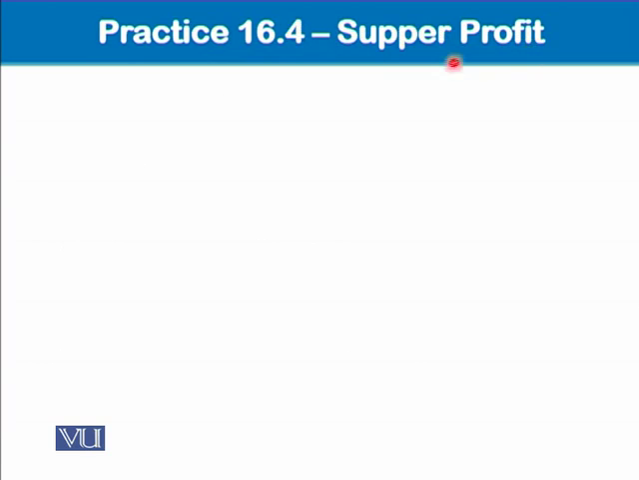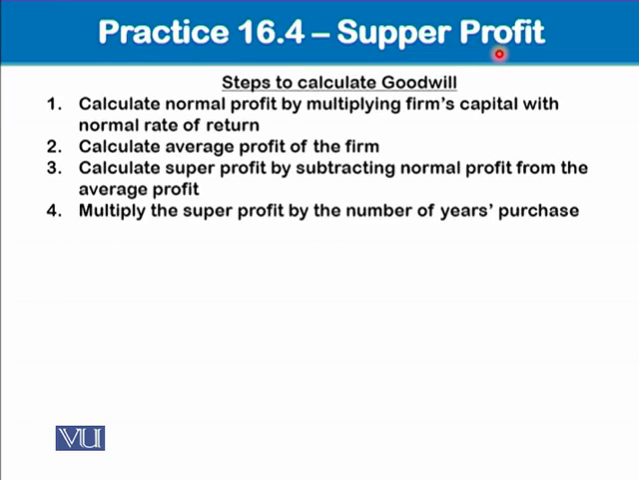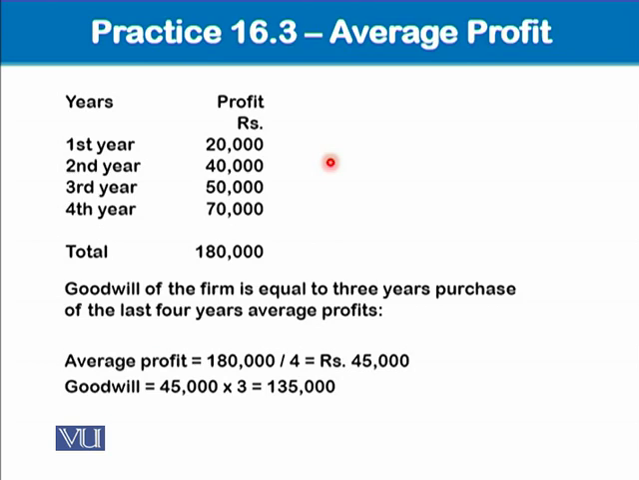Let's see the super profit method. Under this super profit method, these are the 4 steps that we will follow. Number 1, calculate normal profit by multiplying the firm's capital with the normal rate of return. So the firm's capital will be given and the normal market rate of return will be given. We'll multiply that rate with the firm's capital to get the normal profit of the firm. Then calculate the average profit of the firm, as we have already calculated in the previous working. Okay.